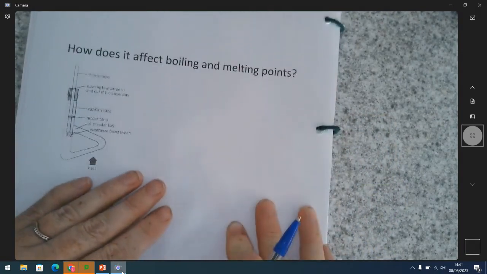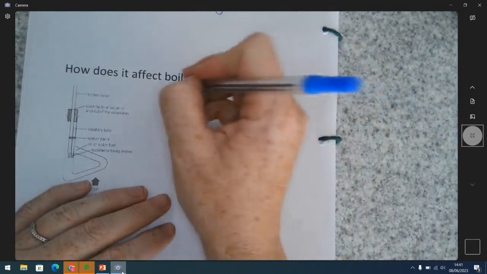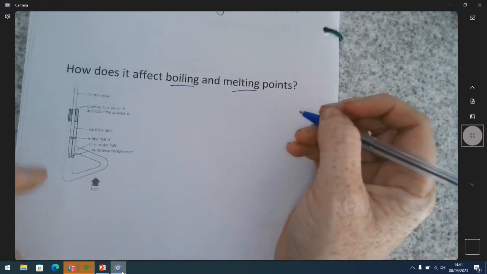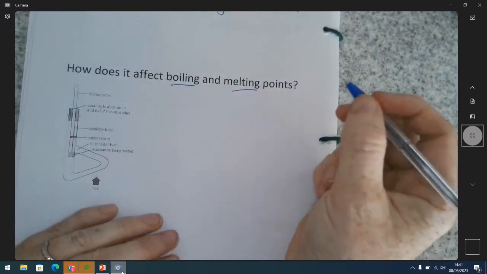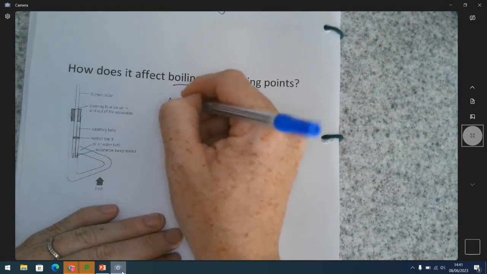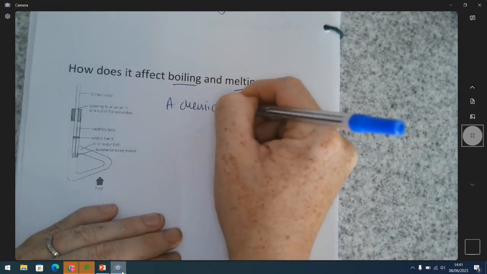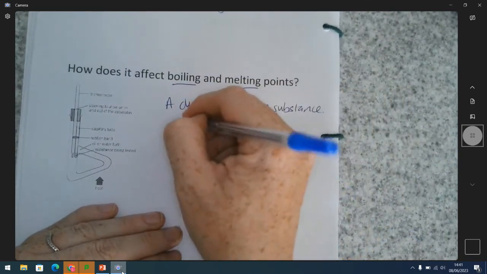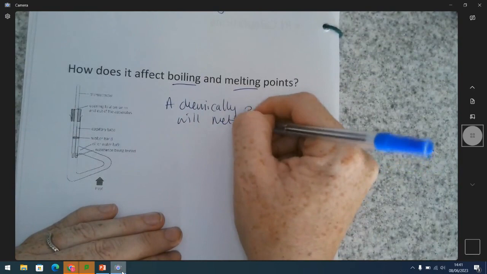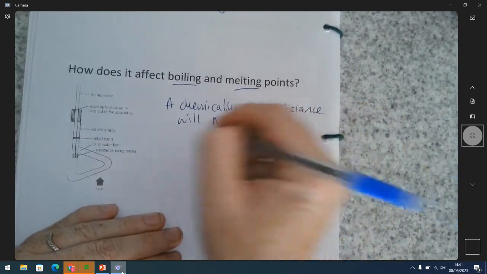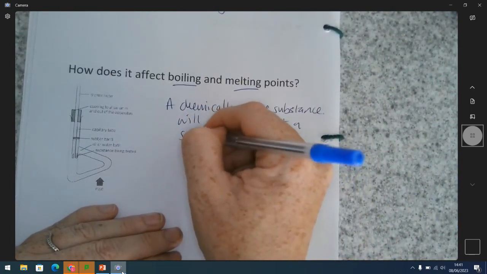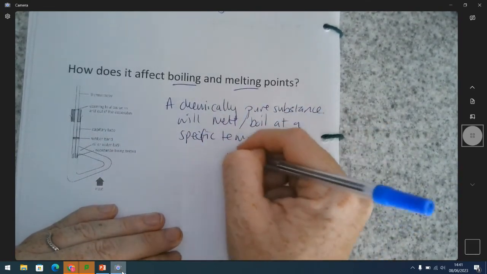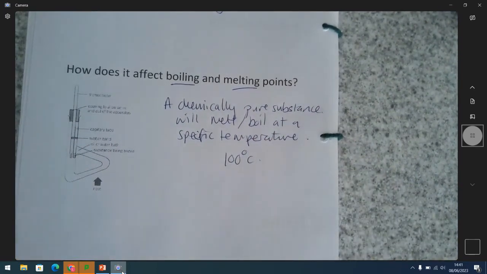Now, why is that important? Well, purity can link to boiling point and melting point, because a chemically pure substance will melt or boil at a specific temperature. So we'll write that down. A chemically pure substance will melt or boil at a specific temperature. Okay, and that could be, for example, water. We know the boiling point of water is 100 degrees Celsius.